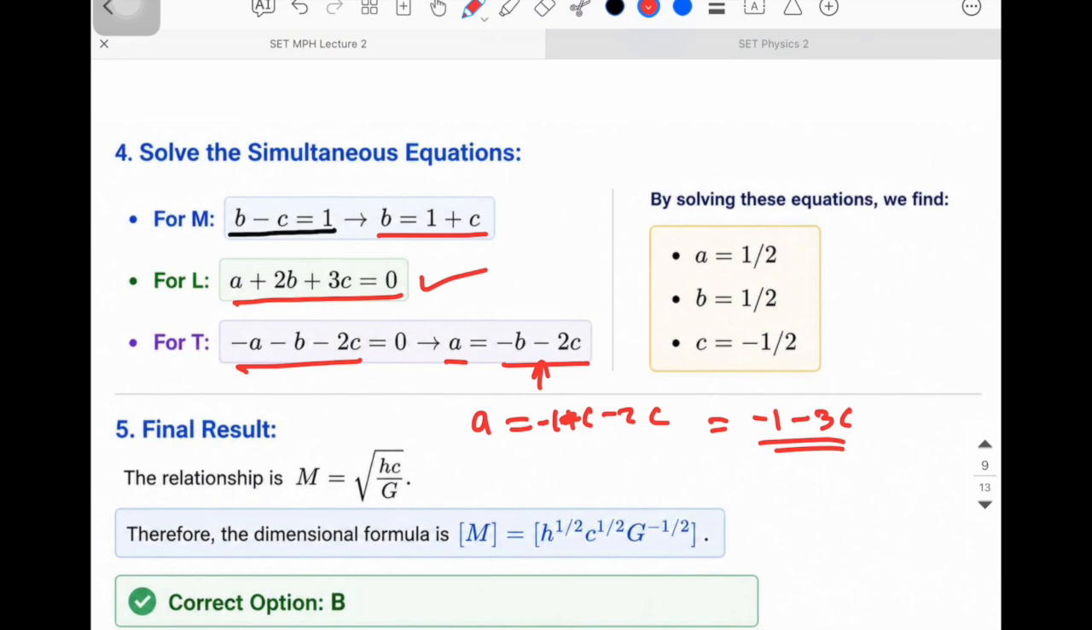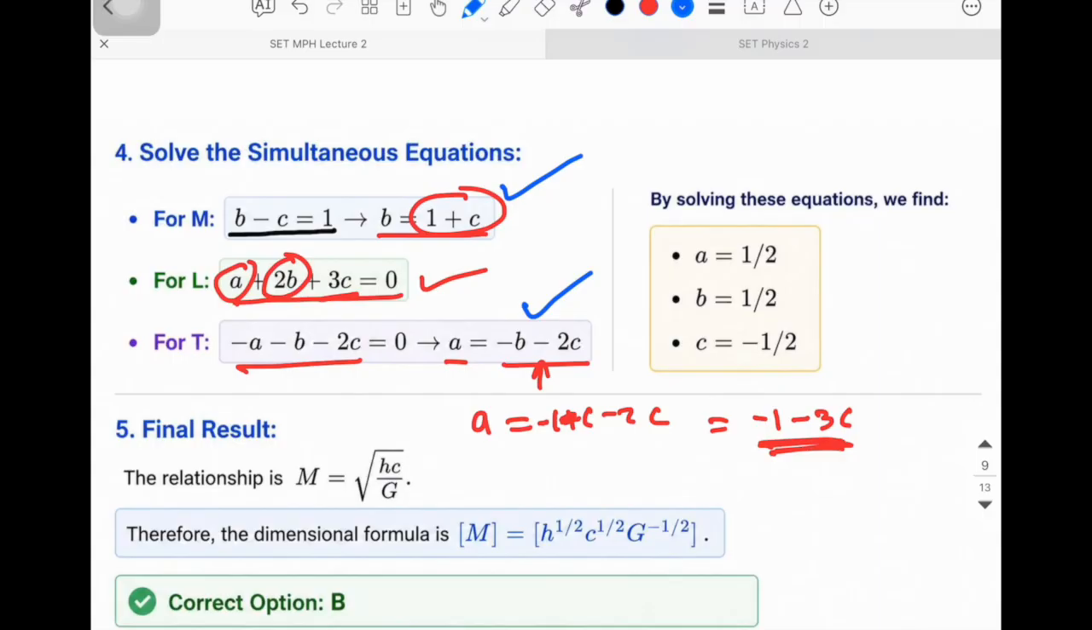You will get both values. You will get the value of c, because now only one variable will be there. A you substitute in terms of c, B also you substitute in terms of c, and you have c only. Then rearrange the terms, you will get the value of c, and substitute the value of c here, you will get the value of b. Substitute the value of b here, you will get the value of a.